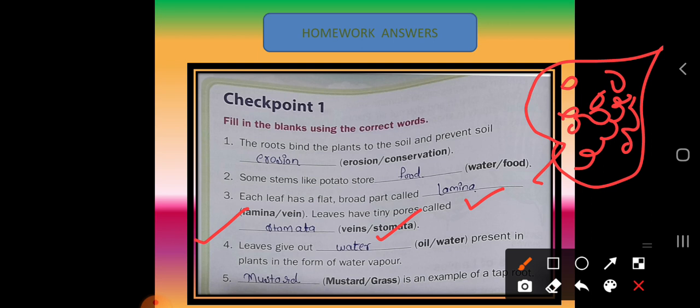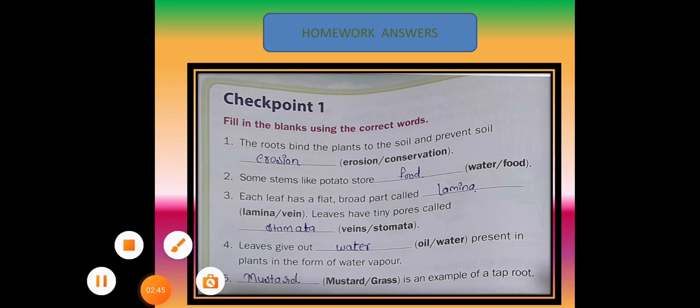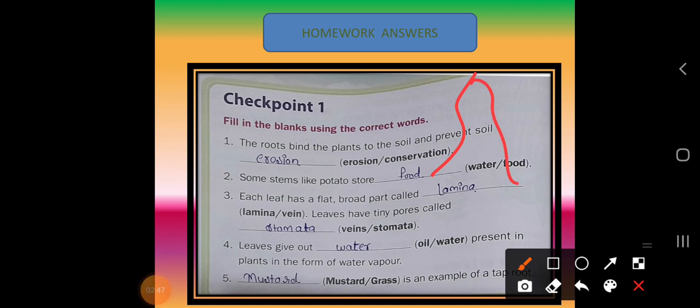Next question: mustard and grass is an example of taproot. Just recall what a taproot is. Taproot has only one main root, but grass has many roots. So what is the example of taproot here? Mustard. So the answer is mustard. Dear students, let's check whether your answers are correct or not. If not, correct them there. The question can be asked in this manner.